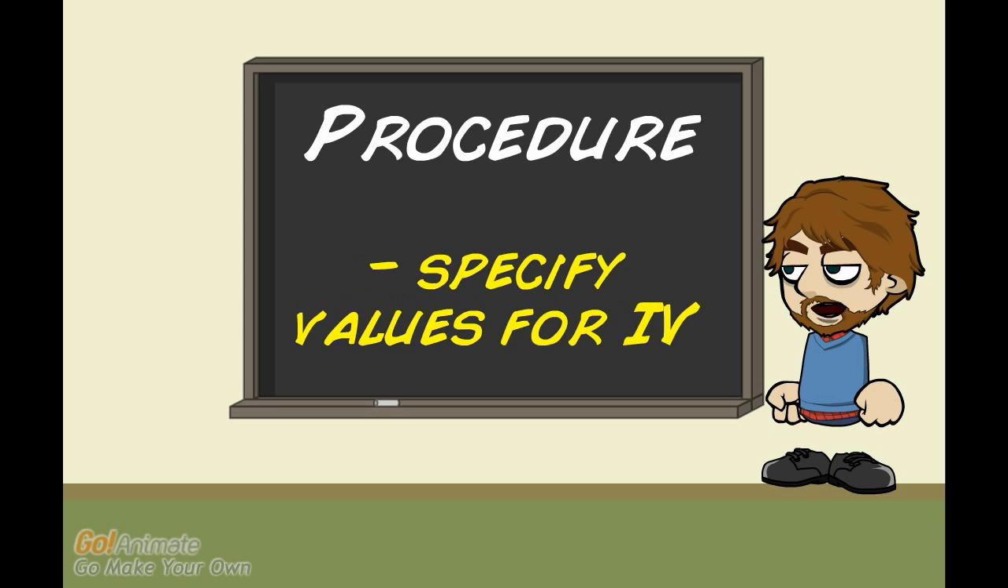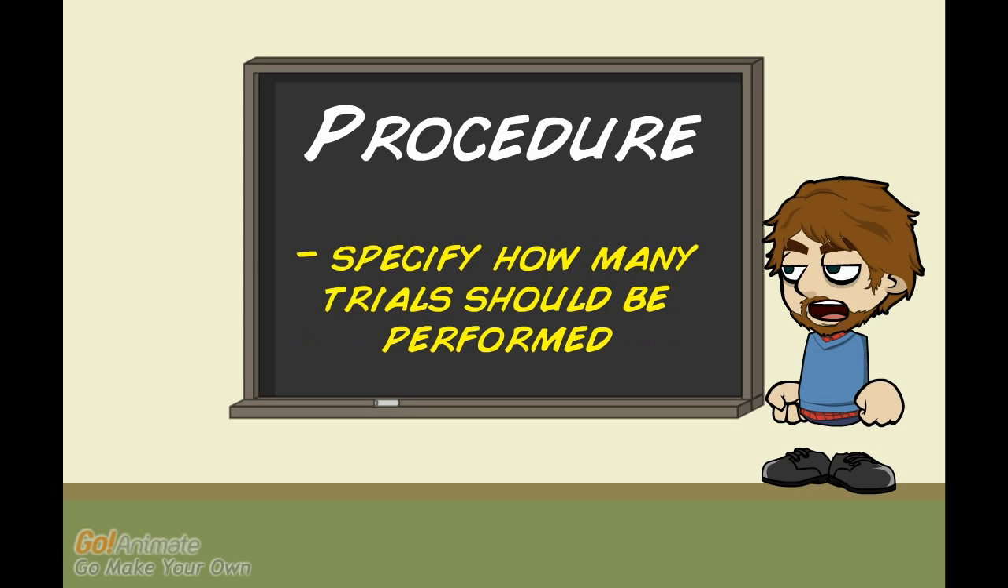It should also state the value for all of the levels of your IV. This means write the values, don't write choose 5 values. Finally, the procedure should explain how to repeat each measurement and how many times it should be repeated.